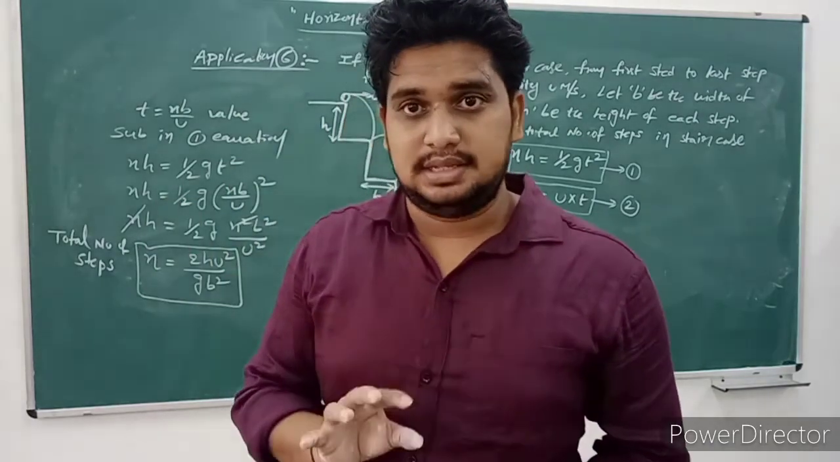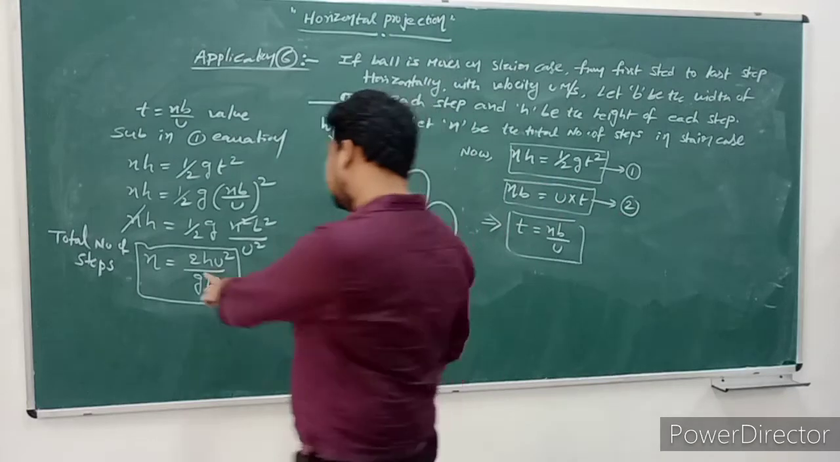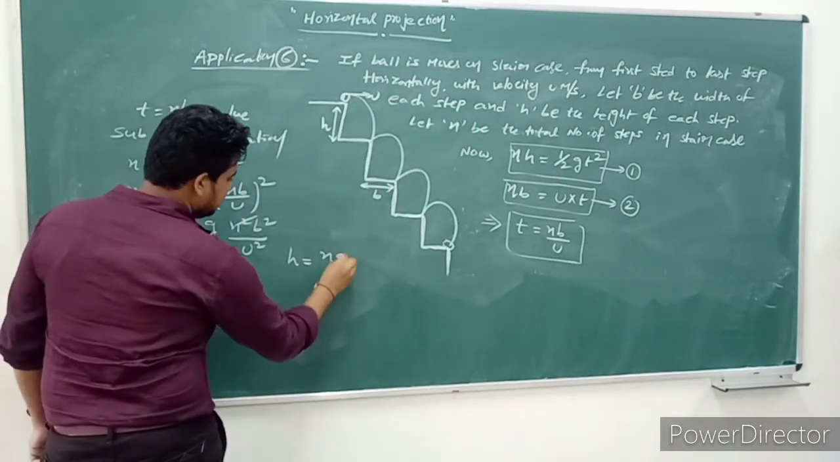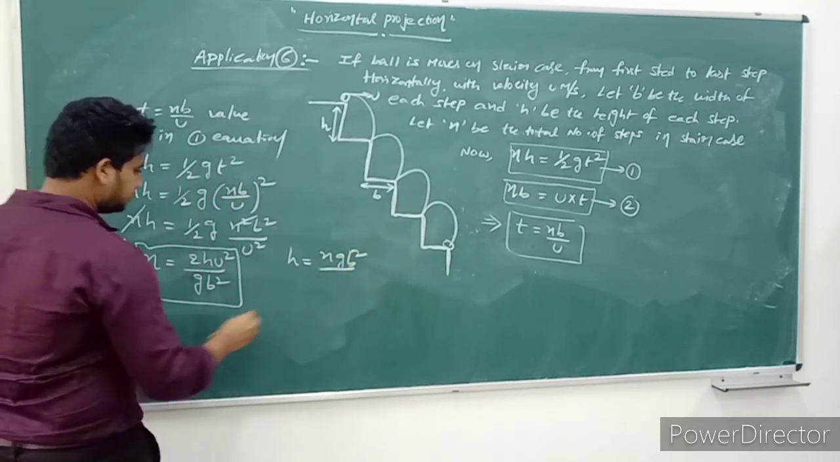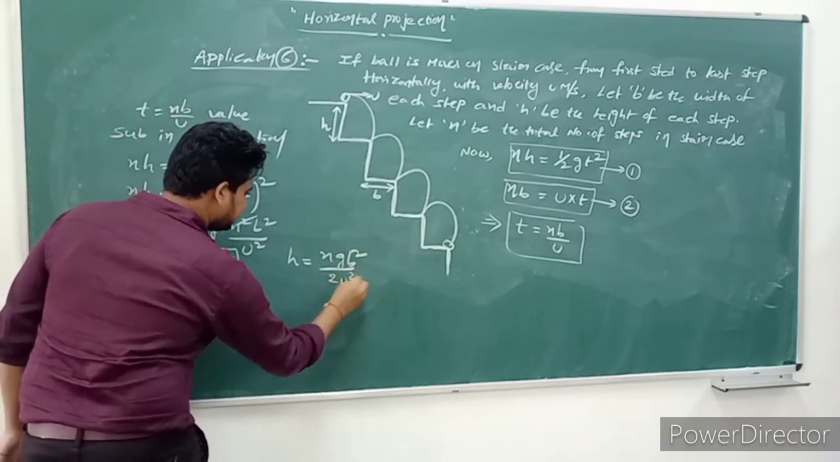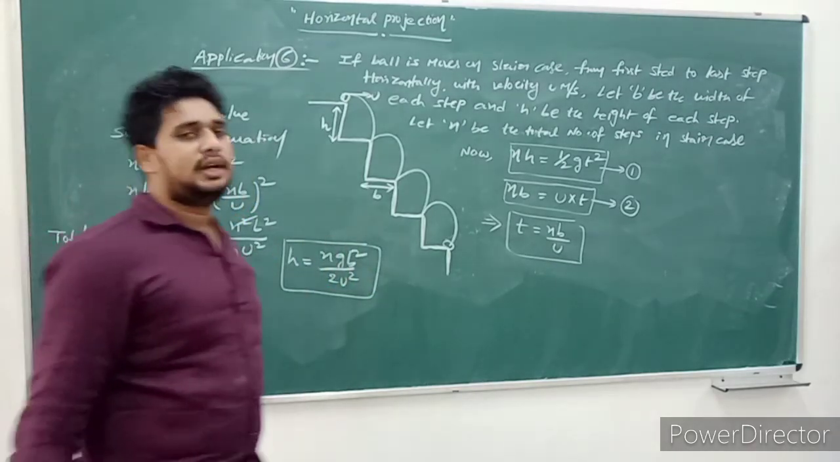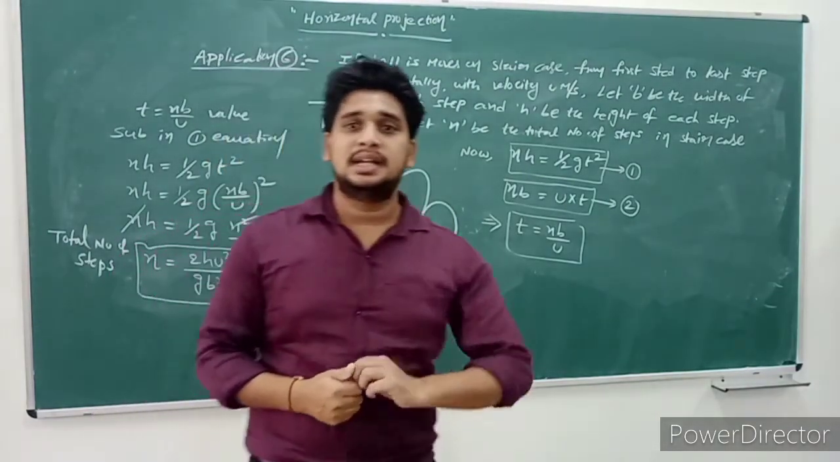For example, sometimes the height of each step is asked. From this, the height of each step, h, is equal to n into g b square by 2 u square. So it is also easy to find. So this is about application number 6.